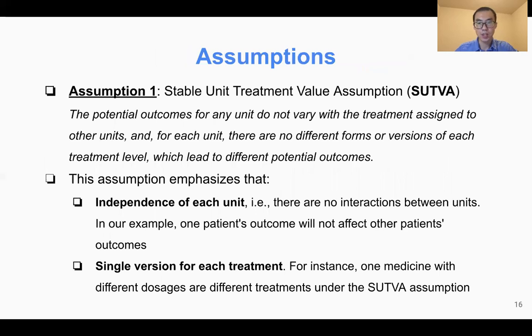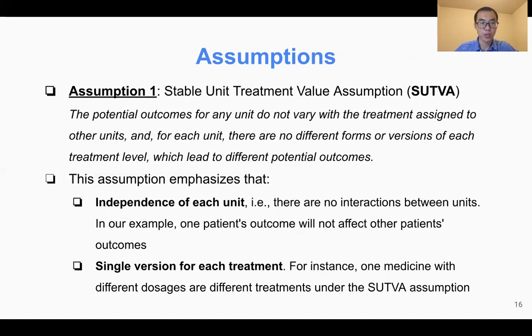The success of the potential outcome framework heavily relies on several important assumptions. So here I want to introduce three major assumptions for this framework. The first assumption is called stable unit treatment value assumption, SUTVA. The potential outcomes for any unit do not vary with the treatment assigned to other units. And for each unit, there are no different forms or versions of each treatment level, which lead to different potential outcomes.